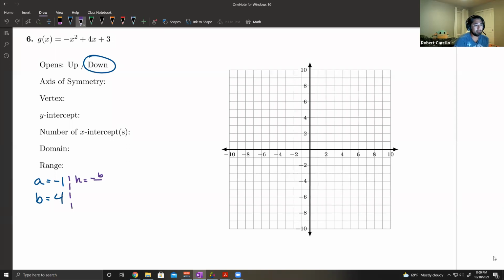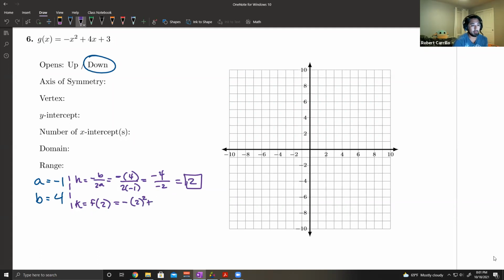H is -b over 2a. So you'll get -4 over 2 times -1, which gives me -4 over -2, which is 2. There's the H value of our vertex. And then K does f of 2. Plug it into the function above.